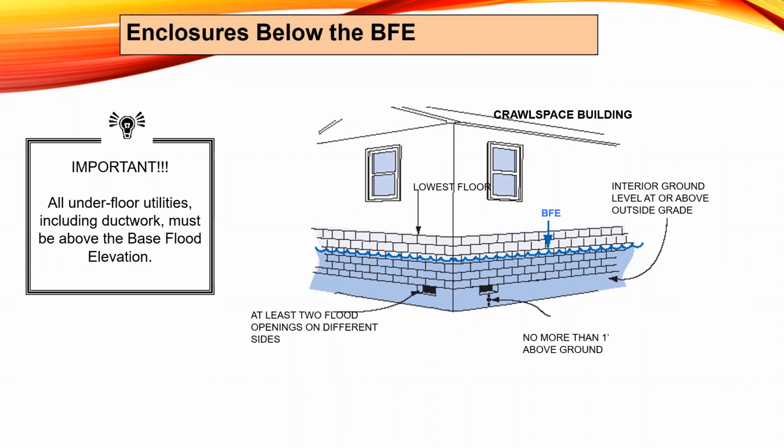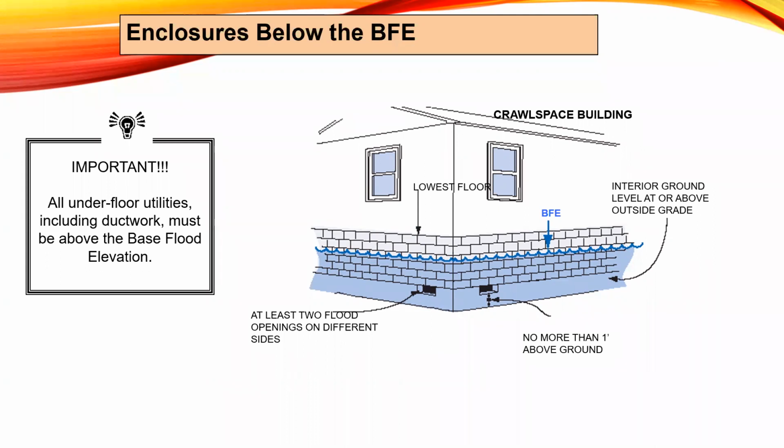And so in this example, we have a crawl space and you can see the flood openings in the wall, at least 2 openings on different sides. So they don't have to be opposite side walls, just at least 2 different walls. Again, no more than 1 foot above grade.